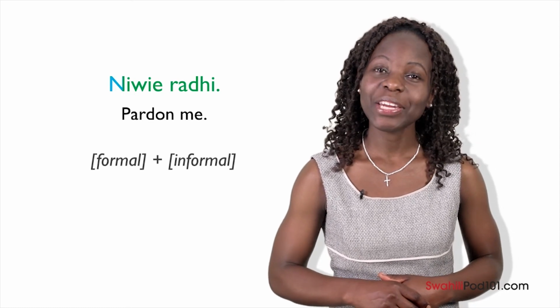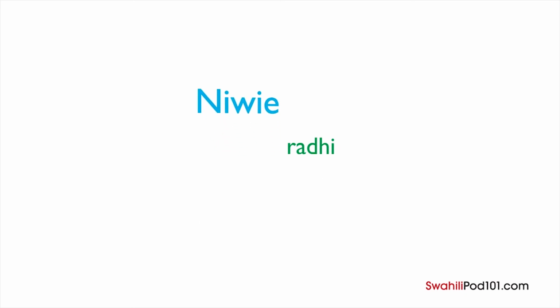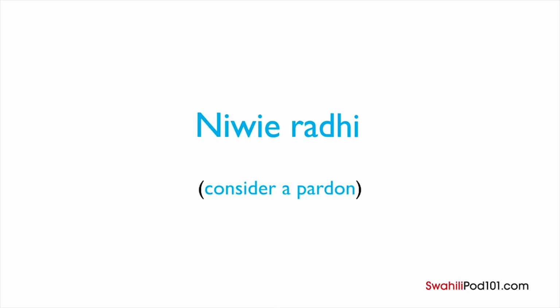But if you really want to apologize for something, it might be better to use a different phrase. That phrase is niwie radhi. It means pardon me and can be used in both formal and informal situations. First, we have the Swahili word niwie, which means a consideration. Then, radhi, meaning pardon. Together, it literally means consider a pardon. But you can think of it like pardon me.